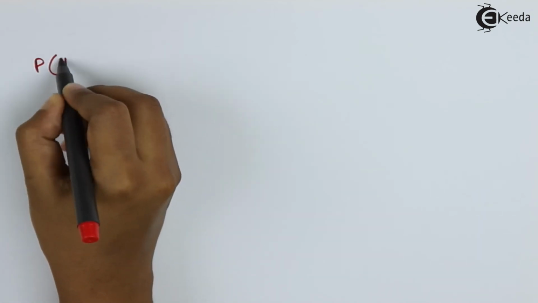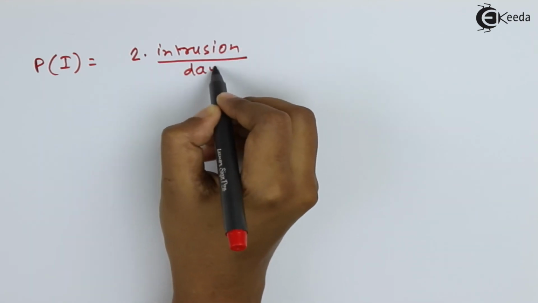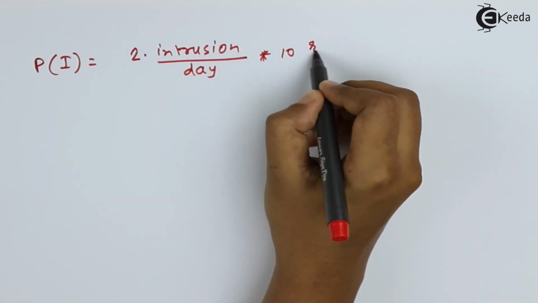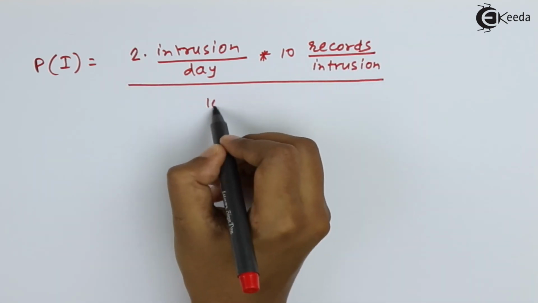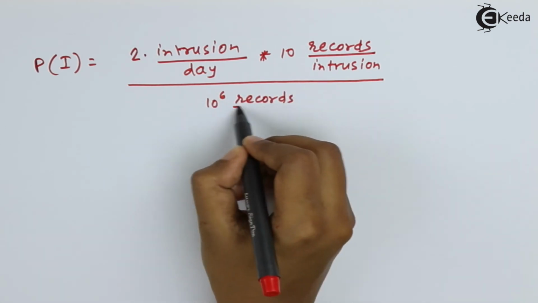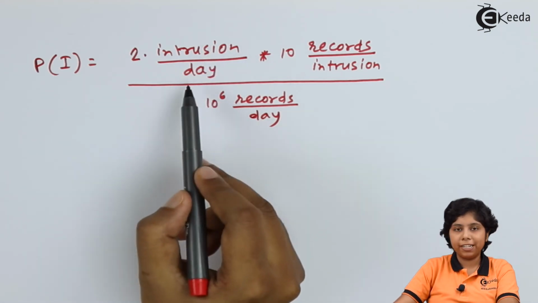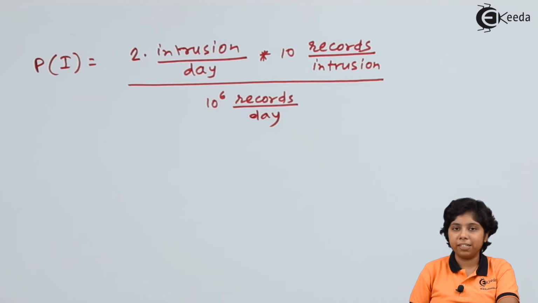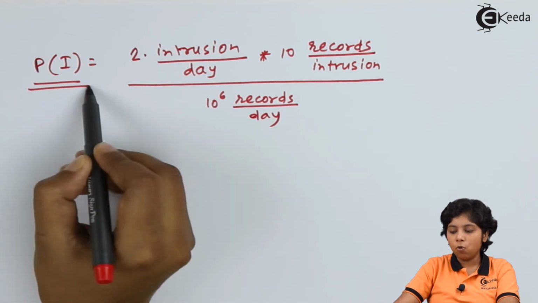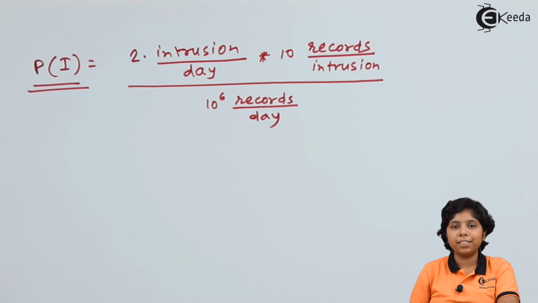So here the formula is the intrusions per day into records per intrusion, divided by records that can be audited per day. That will give us the idea of the probability that the anomaly is actually an intrusion. So it gives us the result.